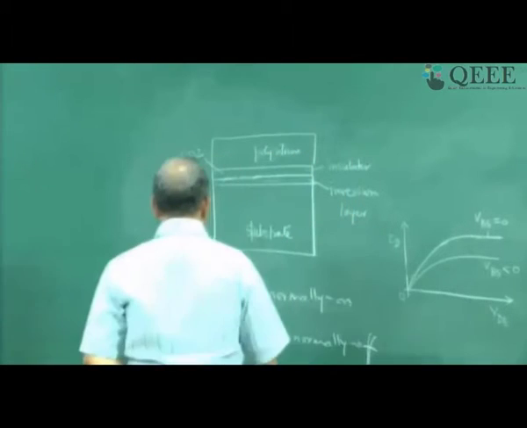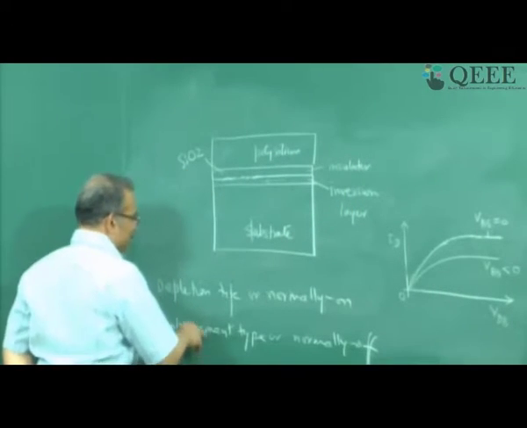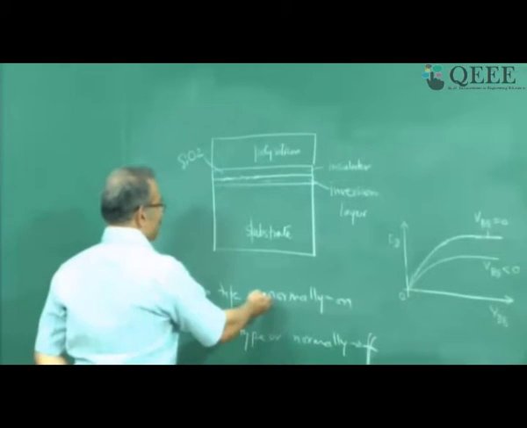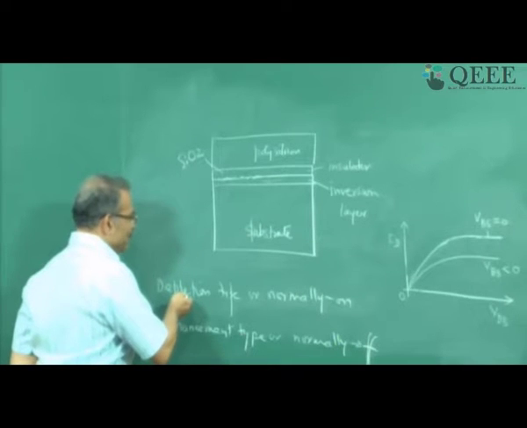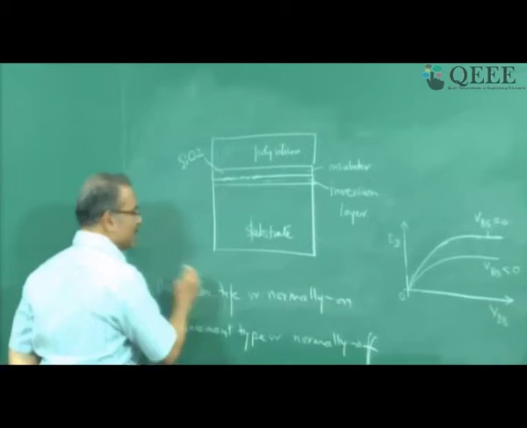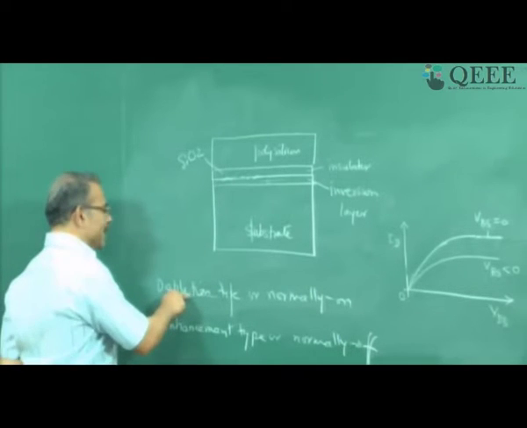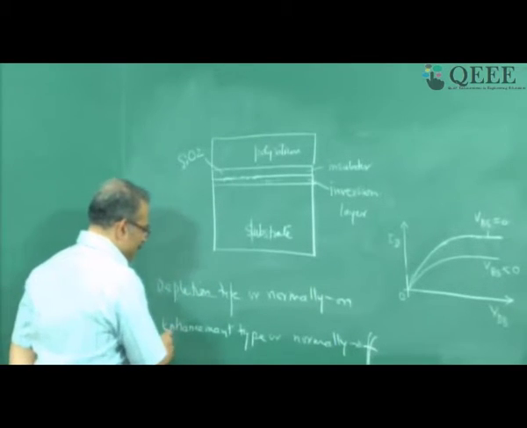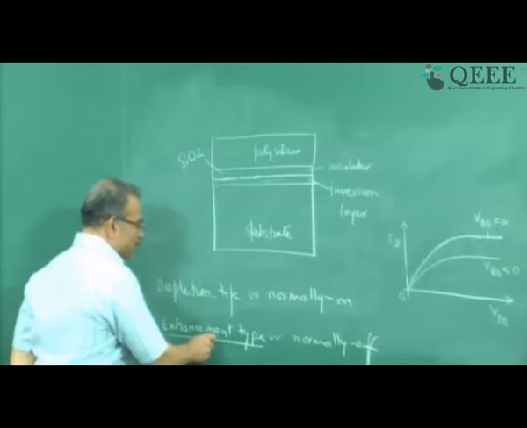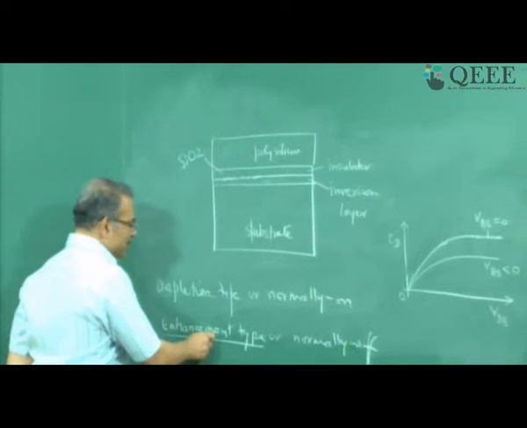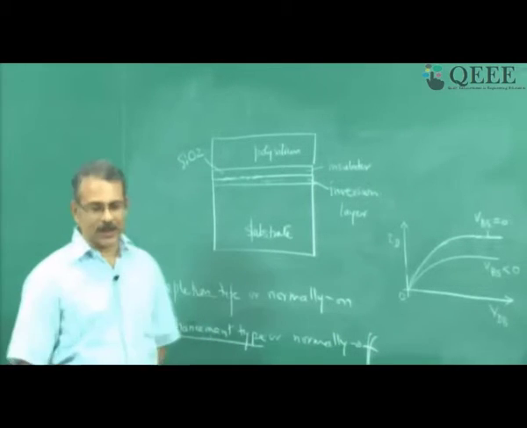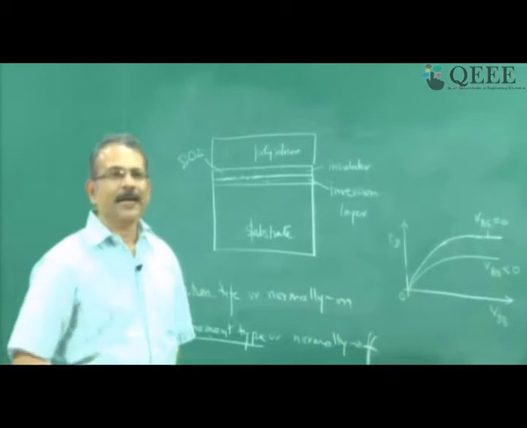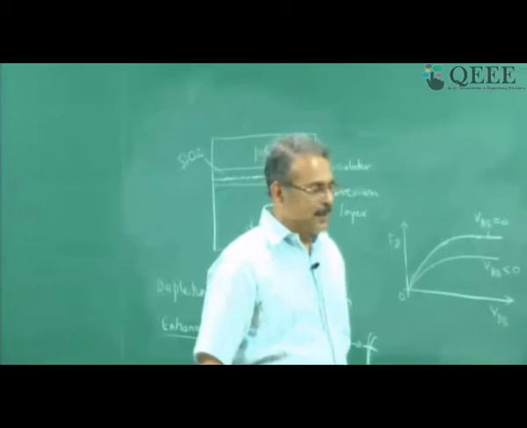Now let us explain why it is called depletion or enhancement. If it is a normally on device, by applying gate voltage you can reduce the current. Already the current is large and you can reduce it. That is why you can deplete the current, and that is why it is called depletion type. Now enhancement type, by applying the voltage you are trying to increase the inversion charge and enhance the current by applying gate voltage. That is why that device is called enhancement type. Is that clear?